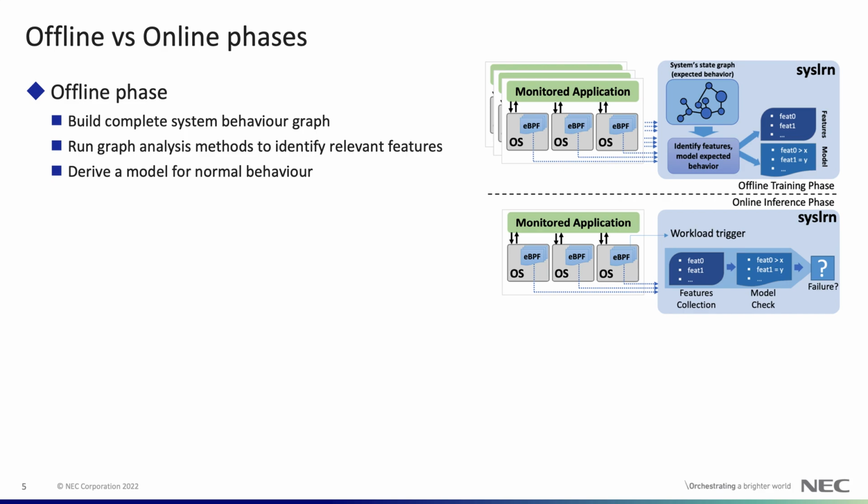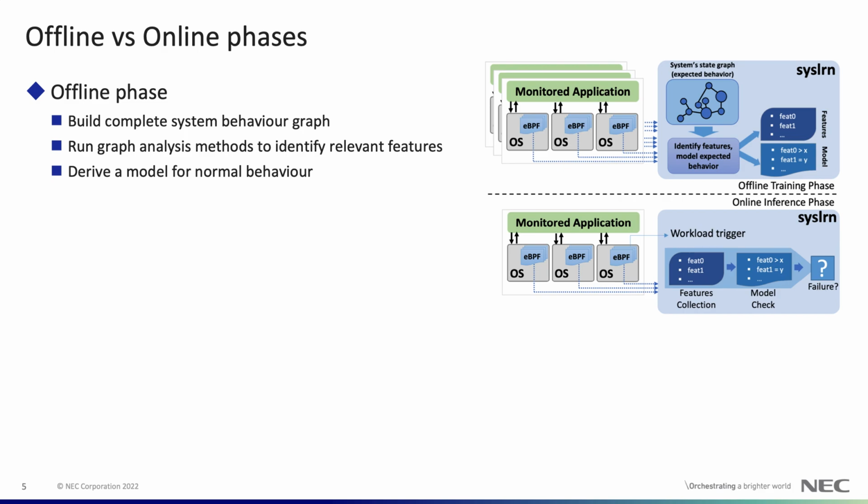We can now enter in more details about the 2 phases. In the offline phase, we build a complete system behavior graph by observing the system under normal operations and by collecting data. Here, the system can be temporarily instrumented or can be run in a controlled environment. In this graph, nodes represent processes and links represent their interaction. For example, process creation, inter-process, and network communication.